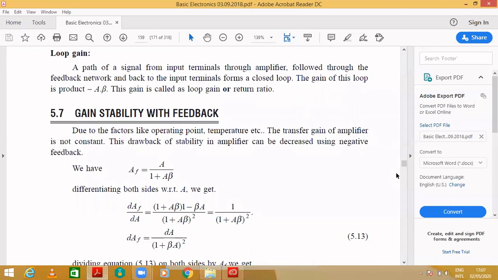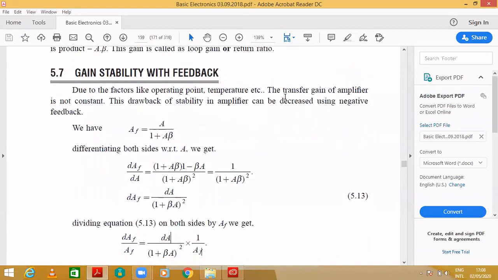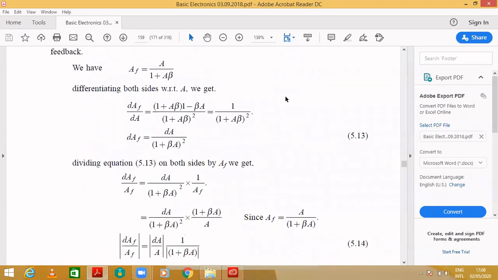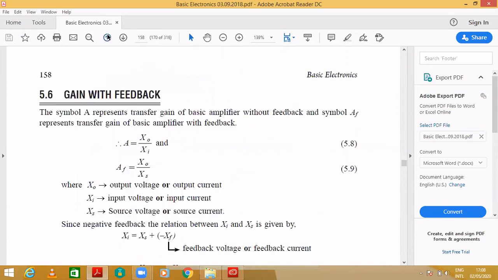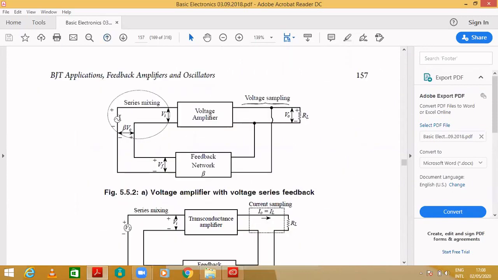So next is the loop gain. A path of a signal from the input terminal through the amplifier, followed through the feedback network and back to the input terminals, forms a closed loop. So here in the figure you can observe the path of a signal from the input. When a signal enters through the amplifier, it is fed back through the feedback network. Again, it will reach the starting point.